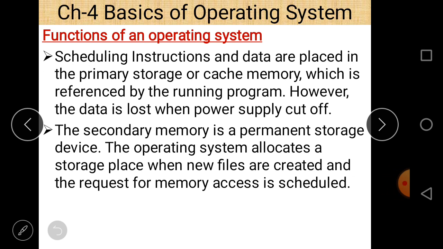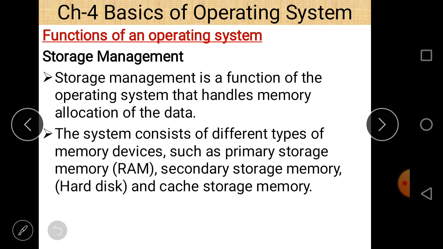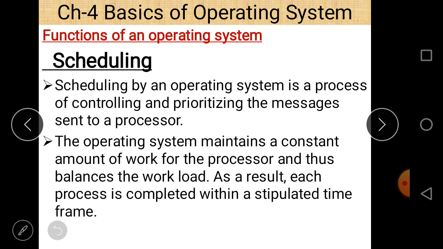Next there is scheduling. Instructions and data are placed in the primary storage or cache memory, which is referred to by the running program. However, the data is lost when the power supply is cut off. The secondary storage is the permanent storage device. The operating system allocates the storage place when new files are created, and the requests for memory access are scheduled. So these are some important points regarding the storage management of an operating system.